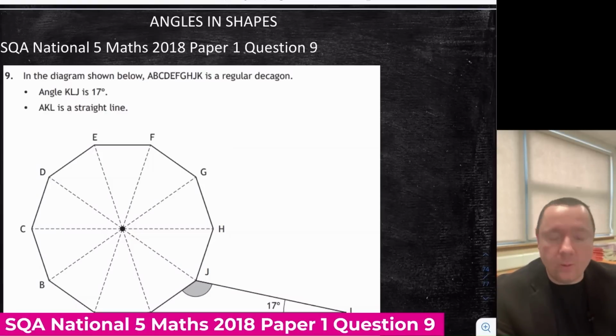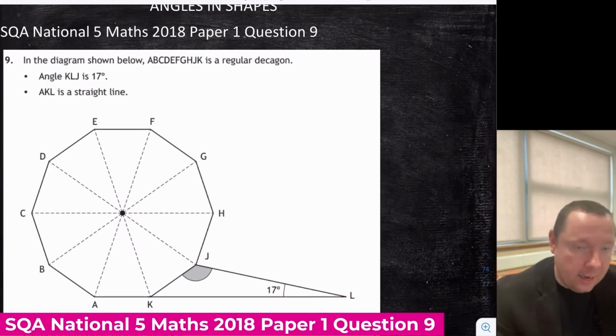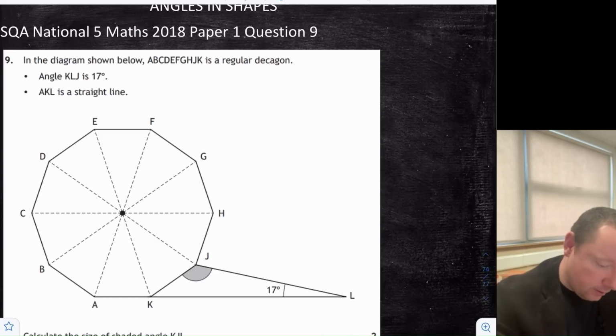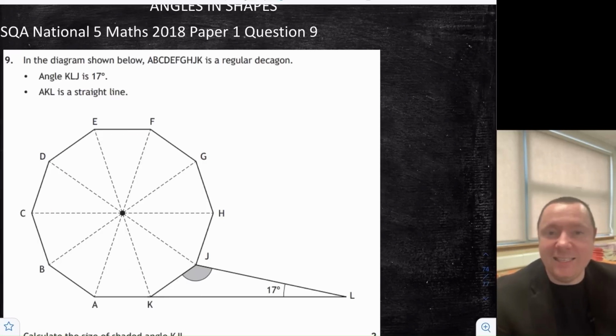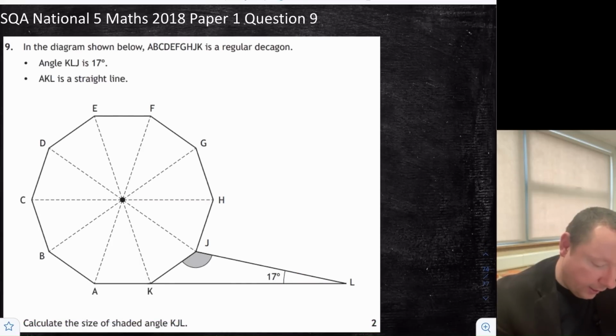SQA National 5 Maths 2018 Paper 1 Question 9 had this one, and it says the diagram is a regular decagon. You can count that. It's 10-sided. Okay, it's 10-sided. And it says KGL here is 17. You've got a straight line, A, K, and L. Calculate the size of KJL here.